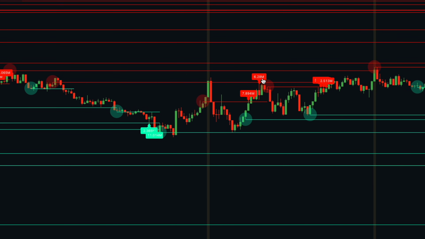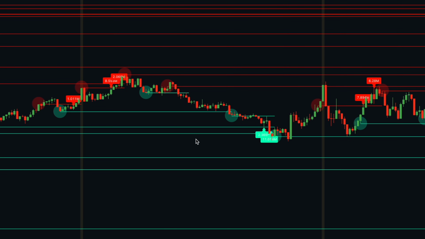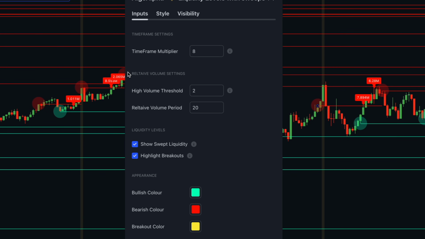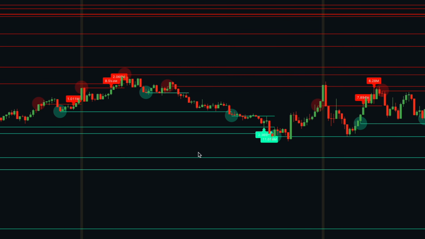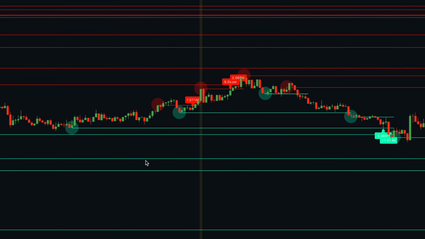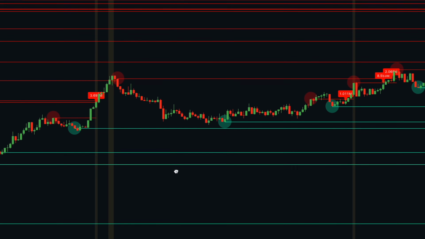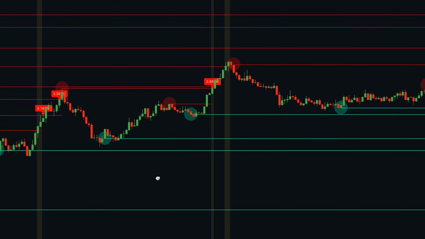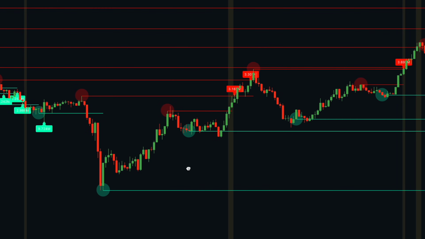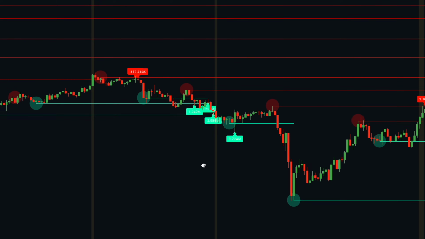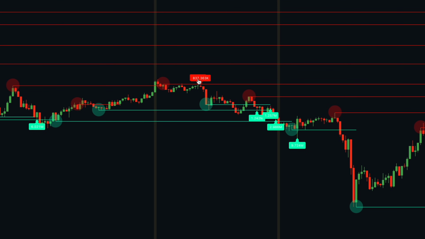To maximize your trading efficiency with the Liquidity Levels with Liquidation Sweeps indicator, follow these simple steps. Access the indicator settings to personalize the timeframe multiplier, high volume threshold, and relative volume period. Tailor these settings to match your trading strategy and chart preferences. Once you're done with the settings, monitor the chart for liquidity levels and sweeps. Bullish sweeps are marked with green labels, bearish sweeps with red, and breakouts are highlighted by the chart background.